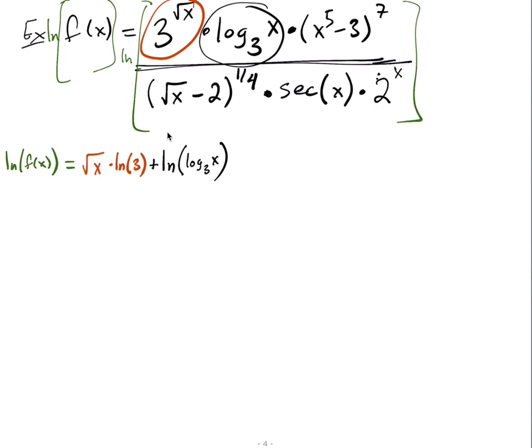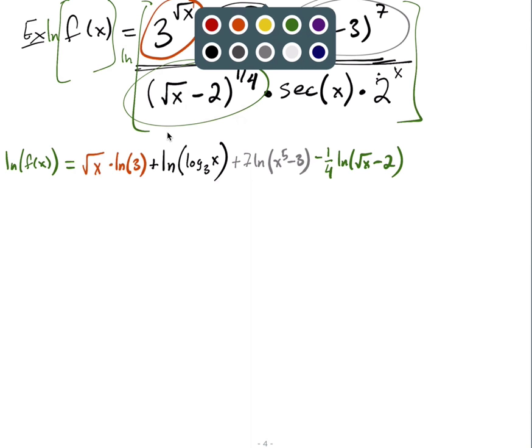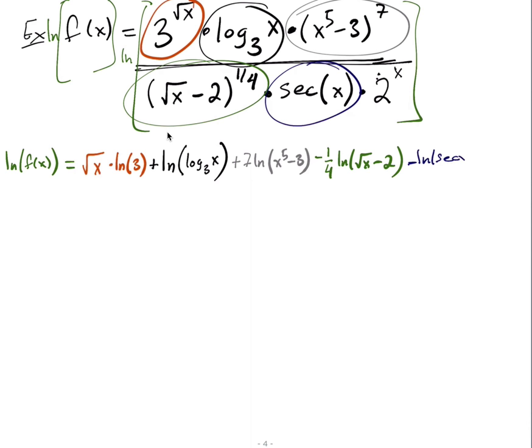Let's see. What about the next one? 7 ln of x to the 5th minus 3, good. And then what about down here? Minus 1/4 ln of root x minus 2. Let's see. And then minus ln of secant x, right?